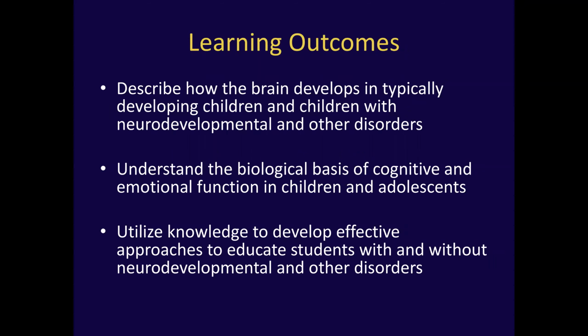And we're going to start off by going into a brief review about what we talked about on Tuesday about the developing brain. So at the end, you should be able to describe how the brain develops in typically developing children and children with neurodevelopmental and some other disorders, and to understand the biological basis of cognitive and emotional function in children and adolescents. And then hopefully this knowledge will help you to develop effective approaches to educate students with and without neurodevelopmental and other disorders.